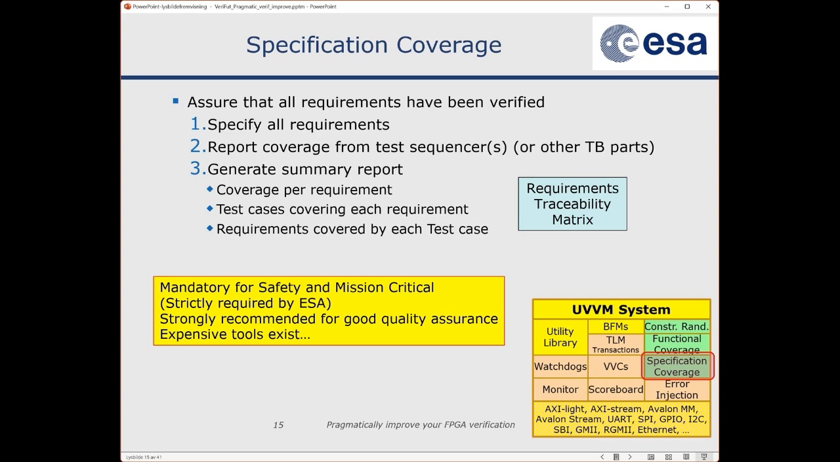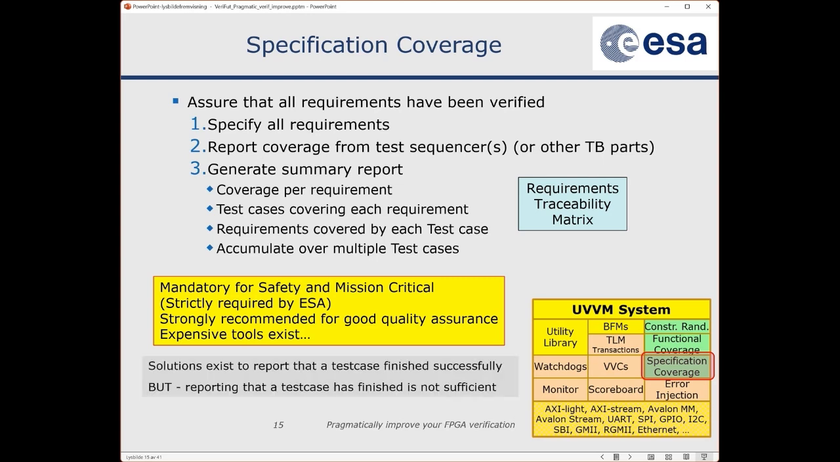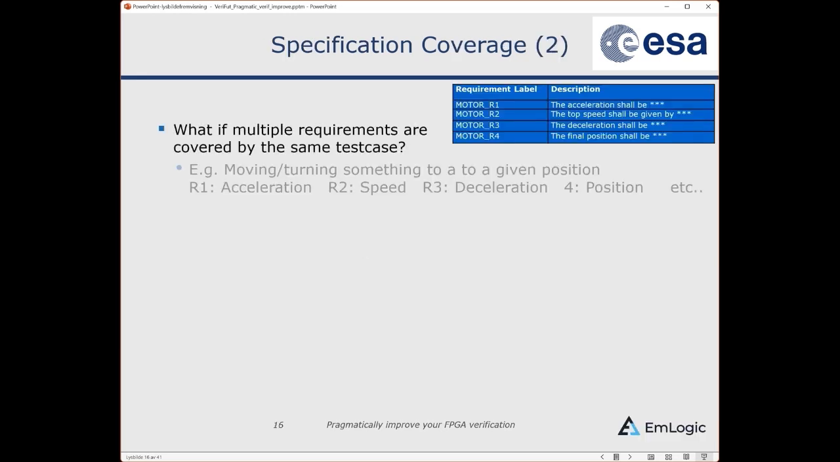There are expensive tools existing, but this is actually a free and open source tool, which allows you to do what you need to do. And you can, of course, accumulate specification coverage over multiple test cases. And there are also free, open source solutions that exist to report that a test case has finished successfully. But reporting that a test case has finished is not sufficient because that only allows you to do basically one requirement per test case. So what if multiple requirements are covered by the same test case? Because this is something you would like in order to reduce simulation time.